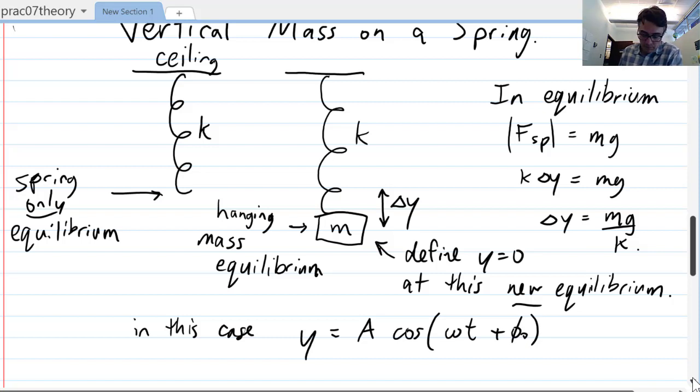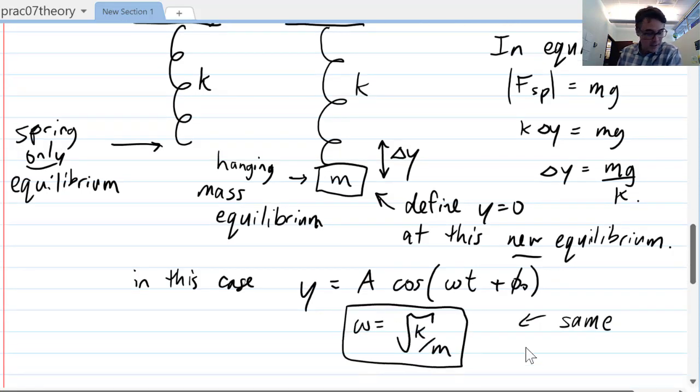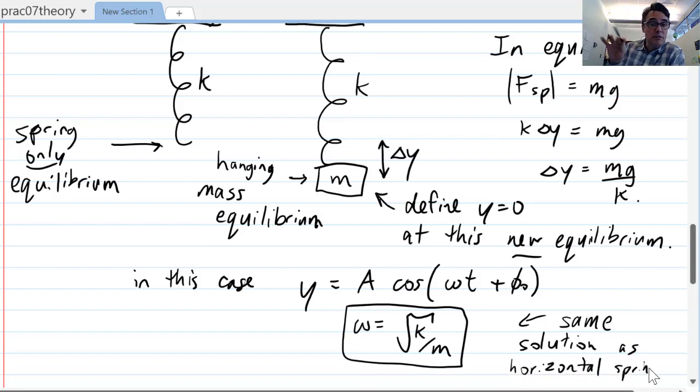It's simple harmonic motion all over again. And actually omega here must equal the square root of k over m. It's the exact same solution as the horizontal spring, but you just have to keep track of this new equilibrium position. It oscillates around the new equilibrium.